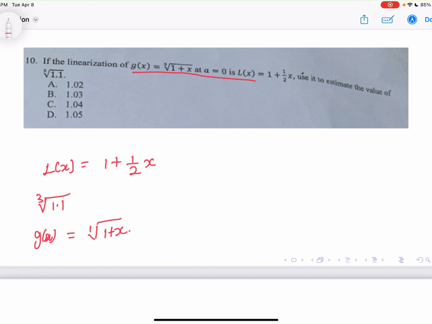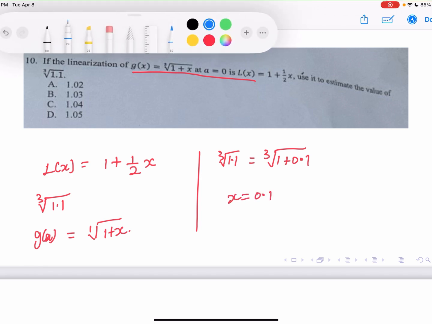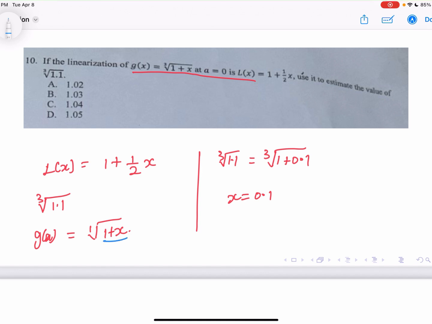So now here, observe that we can write the cube root of 1.1 as the cube root of 1 plus 0.1. So in this case, what's your x? Comparing this with the g function, your x is given as 0.1, because here is 1 plus x and here is 1 plus 0.1, so your x is 0.1. So we just have to substitute our x into the given expression.